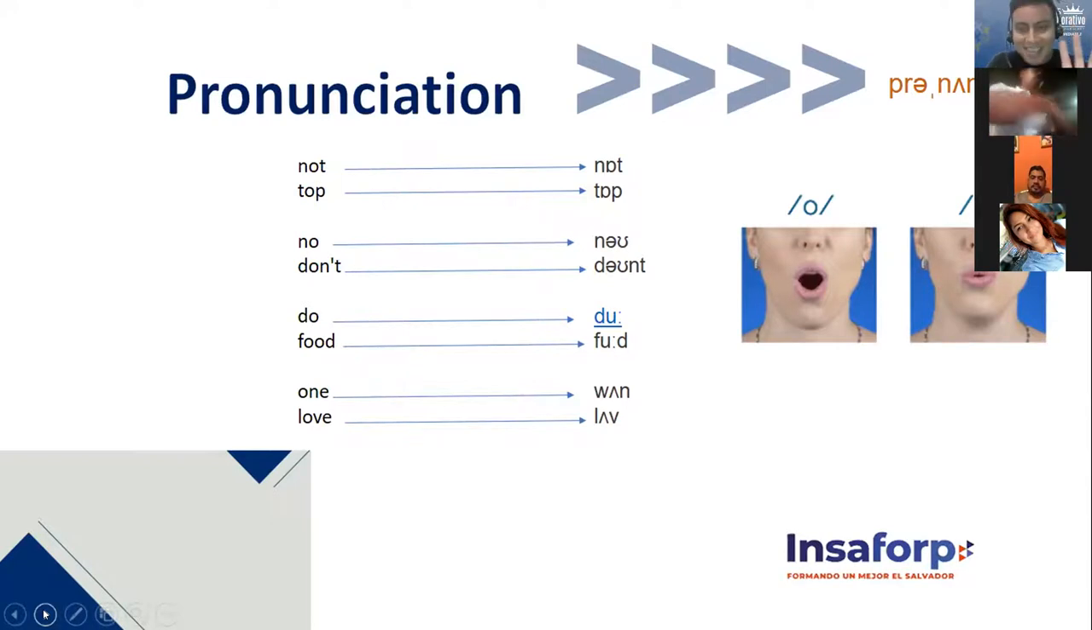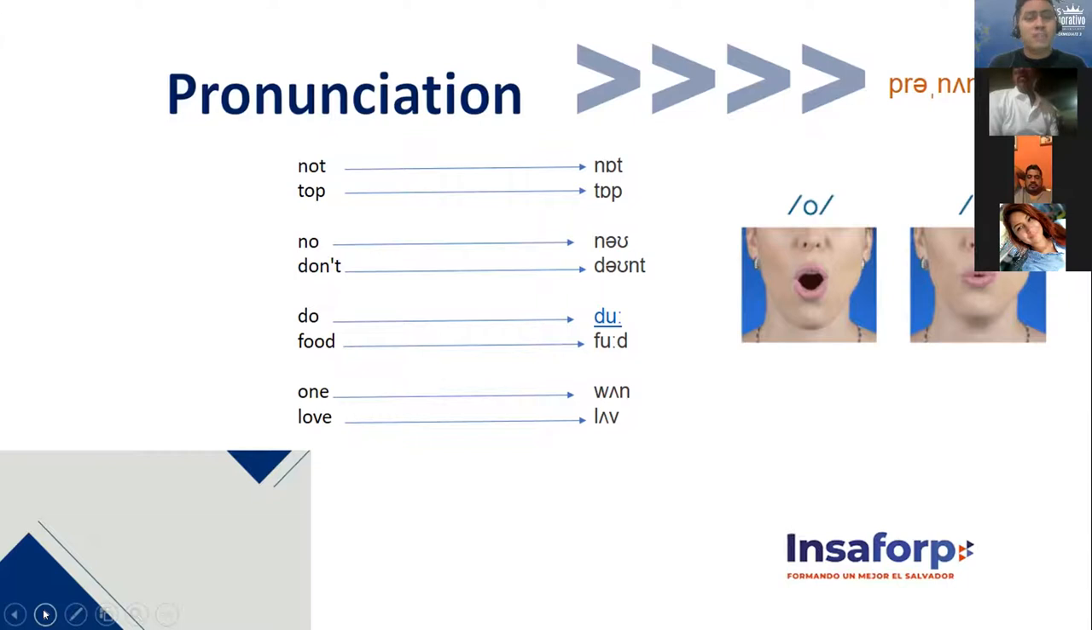A-E-I-O-U. Exactly. We have A-E-I-O-U, and that's it. In English, it's different. In English, it's not the same. English has approximately 20 vowel sounds, okay? So why am I saying this to you? It's because I don't want you to generalize, thinking, oh, letter O is O. No, we have different sounds. We have about 20 vowel sounds in English.